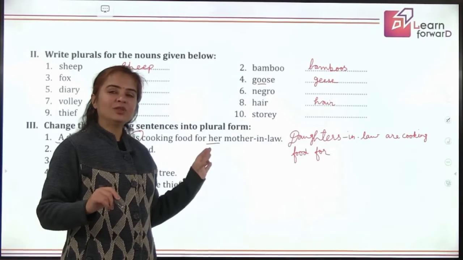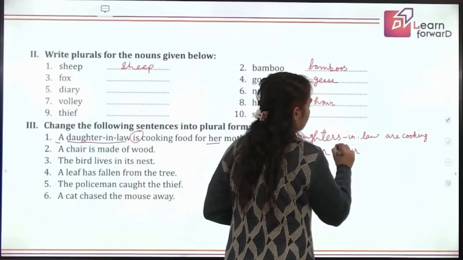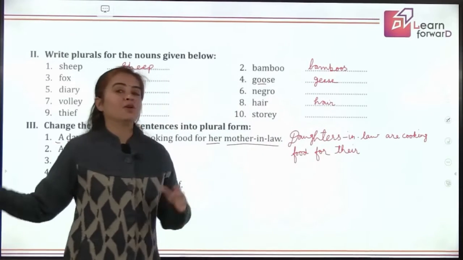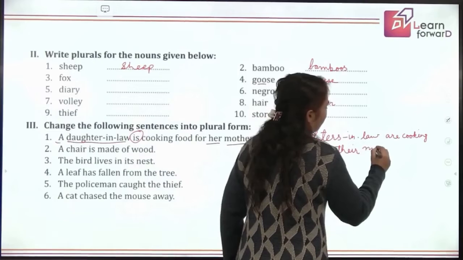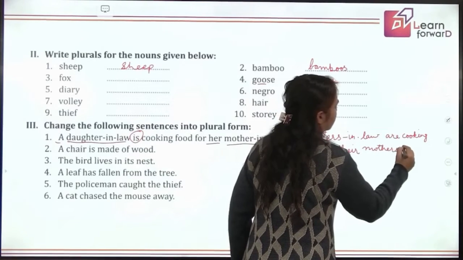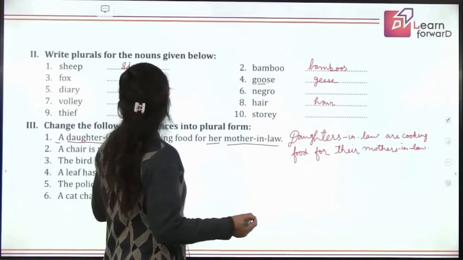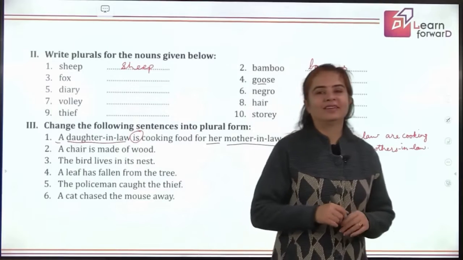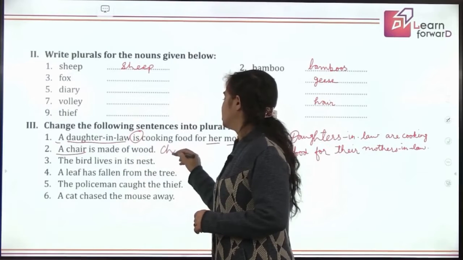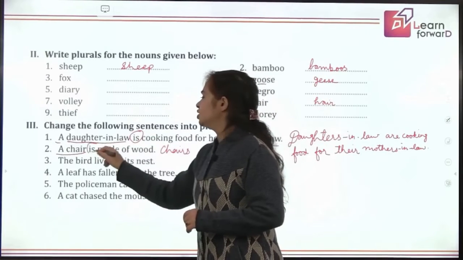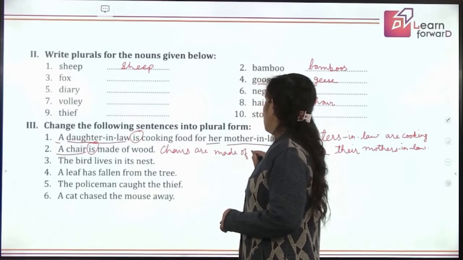Her will change to. Good, you remember pronouns. I am happy to see. For their. Now mother-in-law will also change because all the daughters-in-law will have different mothers-in-law. So it will become mothers-in-law. That's it. Next is a chair is made of wood. Good answer. We'll make change here. It will become chairs. And we will change this also. It will become are made of wood.